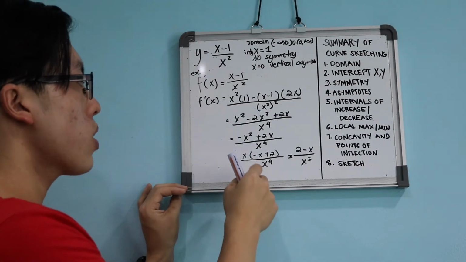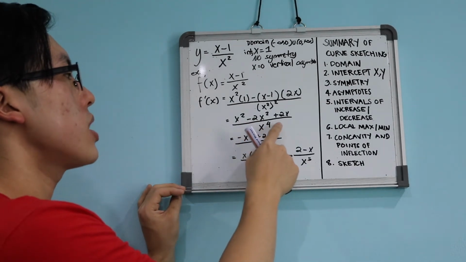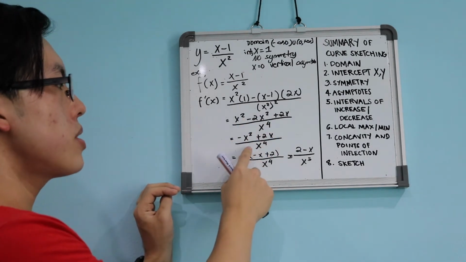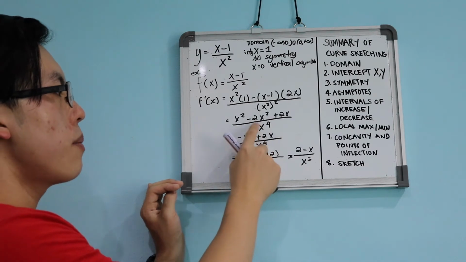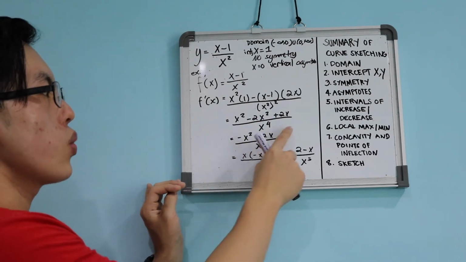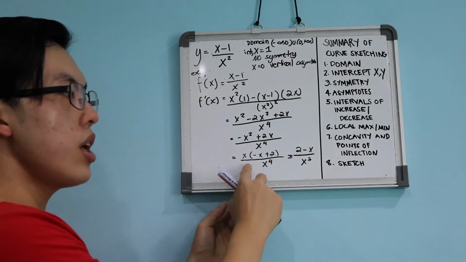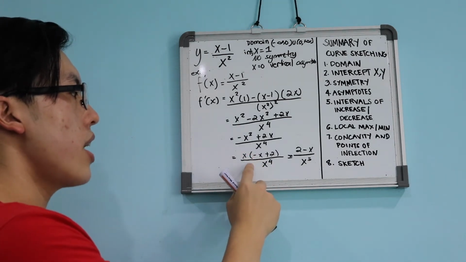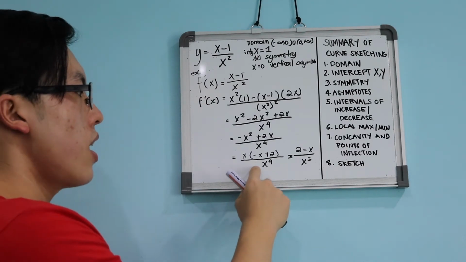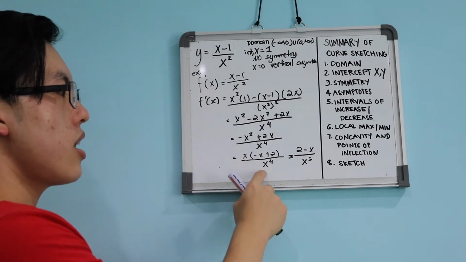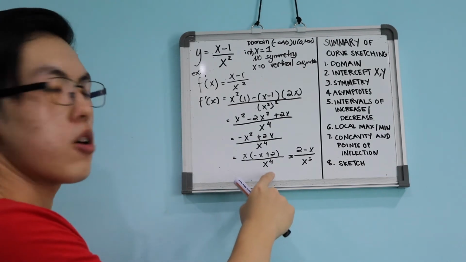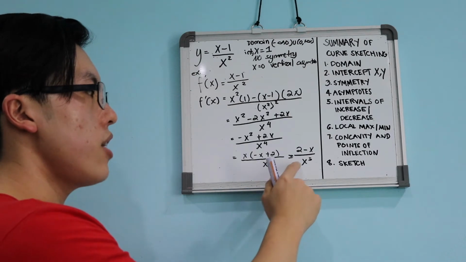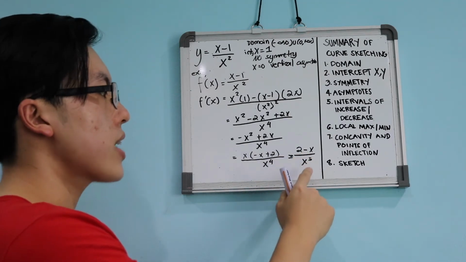So you need to combine like terms: x squared minus 2x squared plus 2x over x to the fourth. And here, again, we combine like terms, from x squared minus 2x squared is negative x squared plus 2x, over x to the fourth. Here, you need to factor it out. So you move the x to the outside and cancel the x with the denominator x to the power of 4. So the expression that is left is 2 minus x over x cubed.